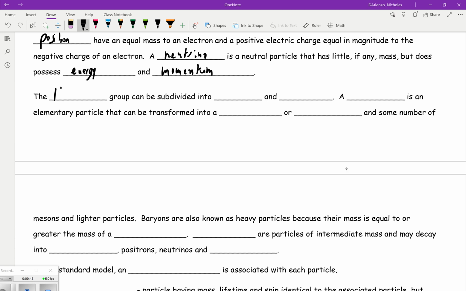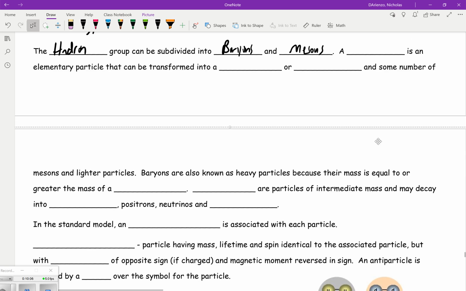Now the hadron group can be subdivided even further into groups called baryons and mesons. Now, a lot of what we're going to cover here has to do with classification and understanding the different names and how they fit in with each other, but the idea behind them is not particularly difficult. So we have two different groups of hadrons, baryons and mesons.